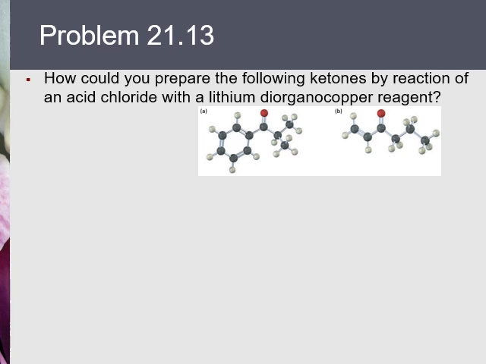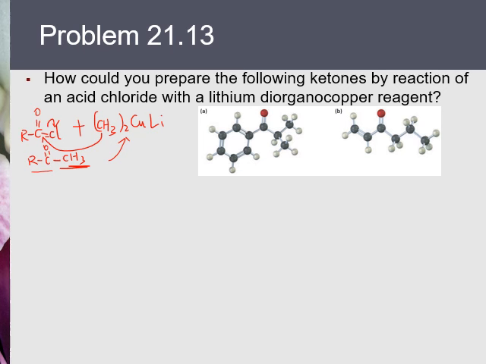How could you prepare the following ketones by reaction with an acid chloride and a lithium diorganocopper? Okay, first let's review the reaction between an acid chloride and a Gilman reagent, let's say dimethyl copper lithium. So what happens is the carbanion attacks the carbonyl, the leaving group leaves, and you get a ketone. This methyl comes from the Gilman reagent, and the left side comes from the acid chloride.